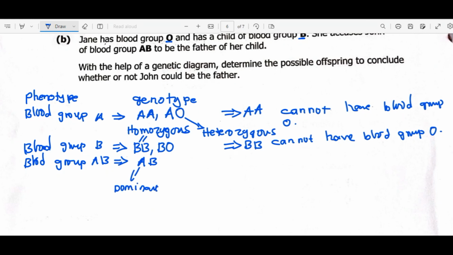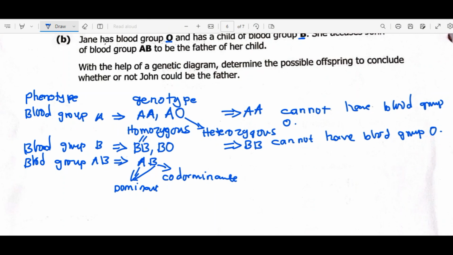What of B? B is also dominant. So what happens if you have a condition where you have two genes that are dominant? This condition is called codominance. Codominance simply means two genes of different characteristics, but they are able to express themselves at once.